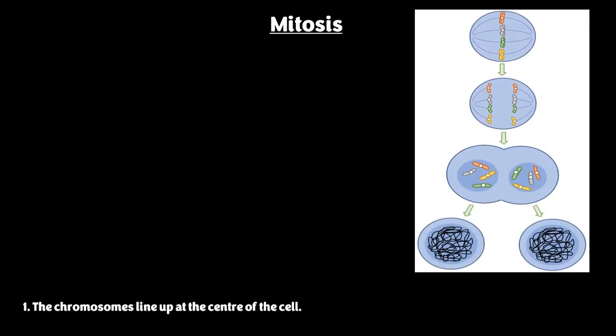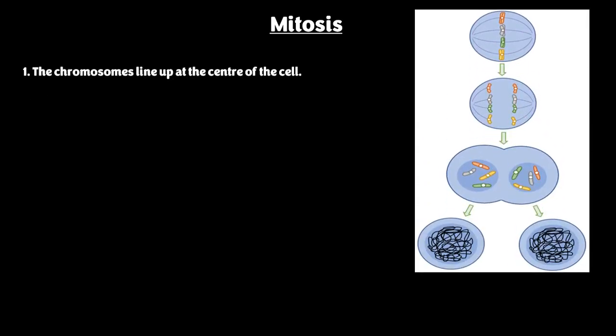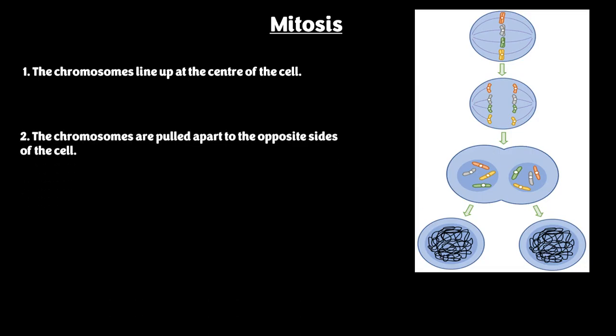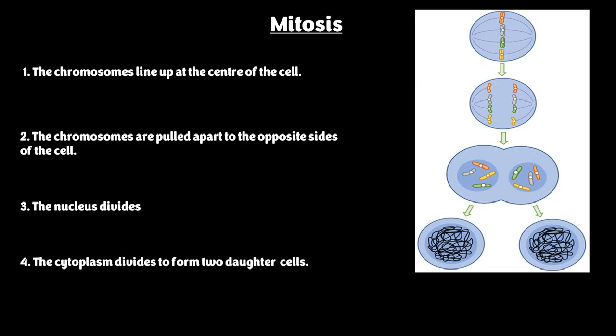During mitosis, the chromosomes line up at the center of the cell. The chromosomes are pulled apart to the opposite sides of the cell. The nucleus divides, and you have the cytoplasm dividing to form two daughter cells with the same number of chromosomes as the parent cell.